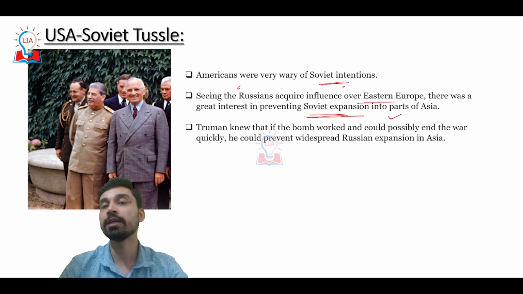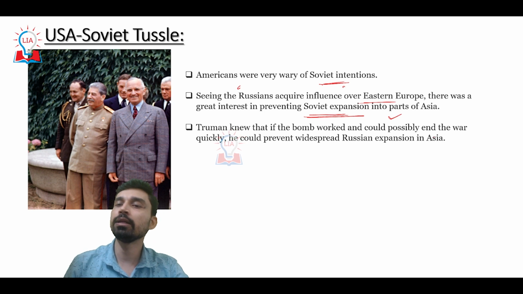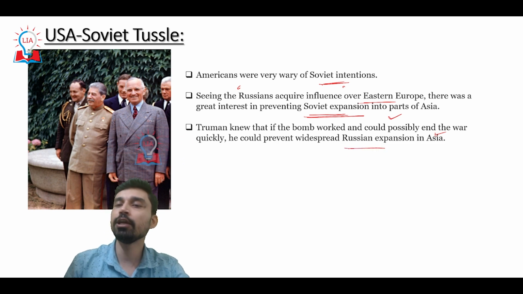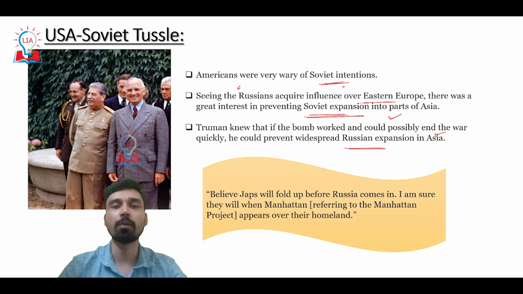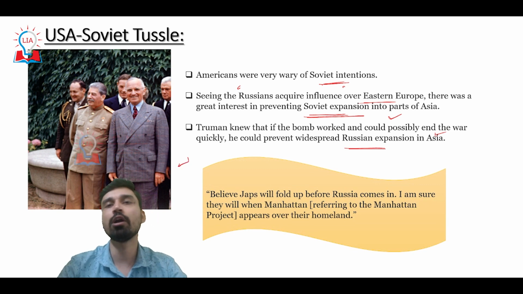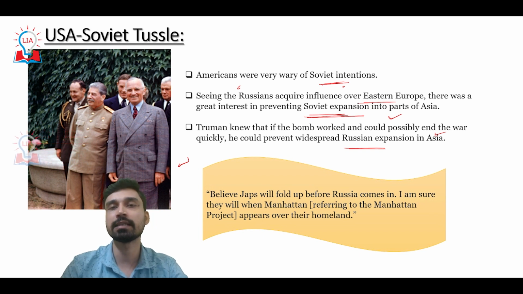And Truman, in this context, knew that if the atomic bomb actually worked, it could lead to a possible end of the war. Thus, Russia would never have the opportunity to join the war against Japan, and in Asia, Russian expansion could be stopped. And in this context, while he was participating in the Potsdam conference, he finally got the confirmation that the atomic bomb test had been successful.